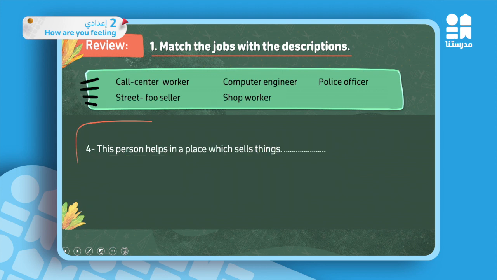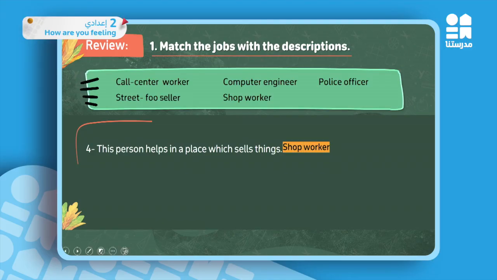Okay. Number 4. This person helps in a place which sells things. الشخص ده بيساعدنا نشتري حاجات لو احنا في مكان وعايزين نشتري منه حاجة. Can you guess who's that person? Excellent. It's a shop worker.